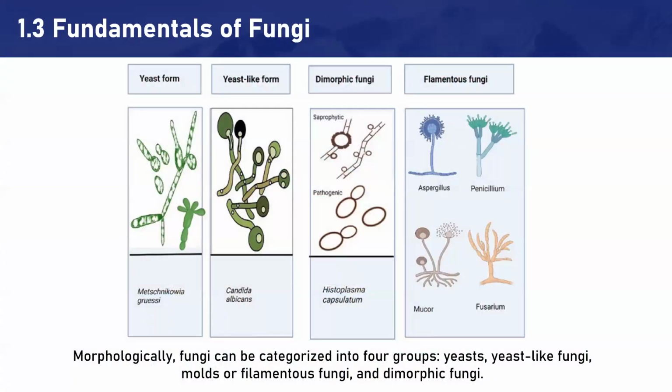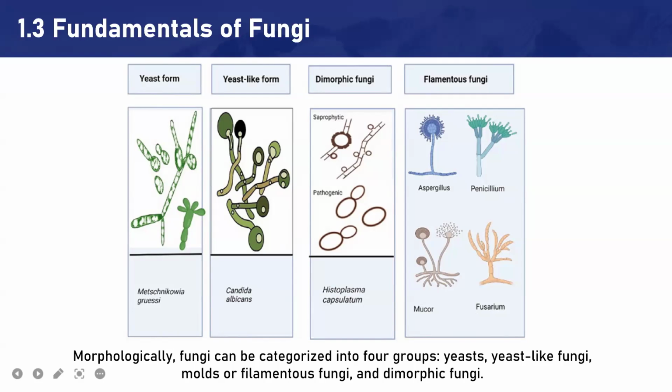So, continuing with the fungi. Fungi are popular in nature also. Morphologically, fungi can be categorized into four groups. The first one is yeast form. The second one is yeast-like form. Continuing with the mold or filamentous fungi and dimorphic fungi. Of the four, the very important and very popular ones are yeast and filamentous fungi.